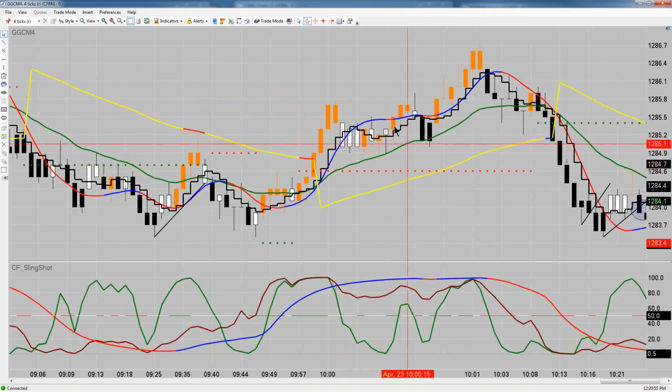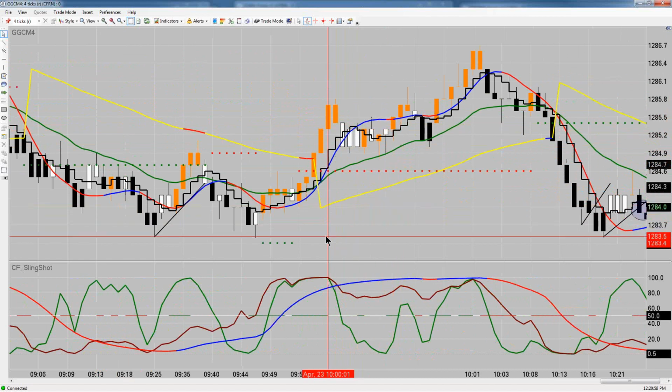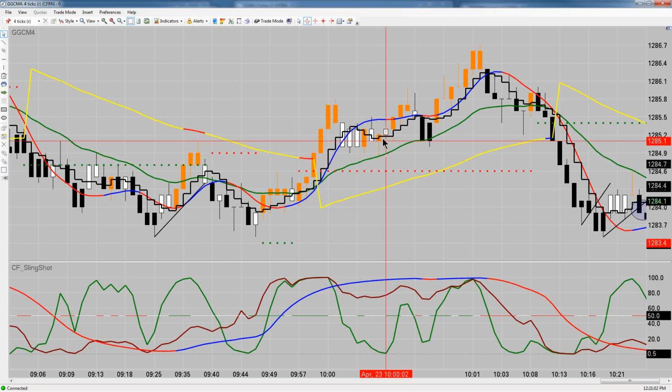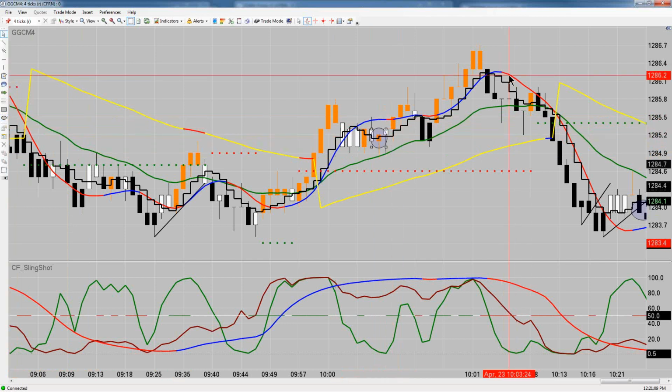Okay, on the gold, it was just really slow moving. This was on a news event this morning, right here where it moved up. But we tested the BBC and had an up close right here. So that right there was a long trade right there. Okay, for that move up.